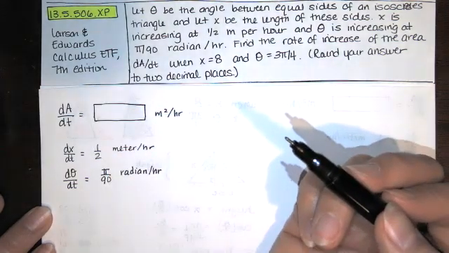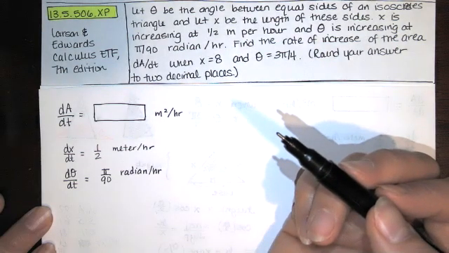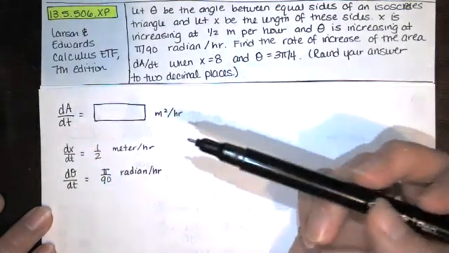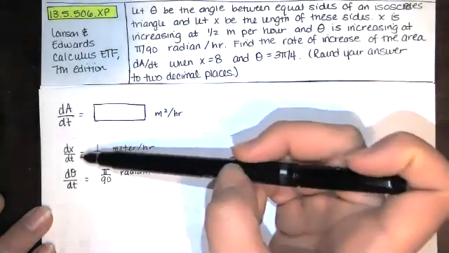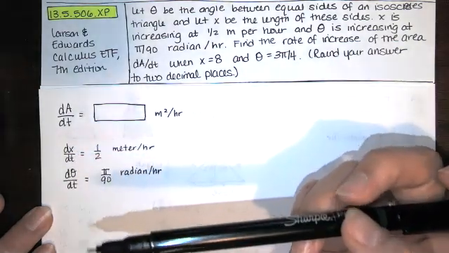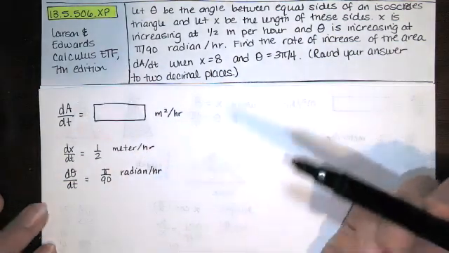Now, since we are studying functions of several variables and the appropriate chain rules, in order to solve this problem, we will find the area in terms of x and theta. And then once we have the area in terms of x and theta, we can use the appropriate chain rule to find the derivative of the area with respect to time.